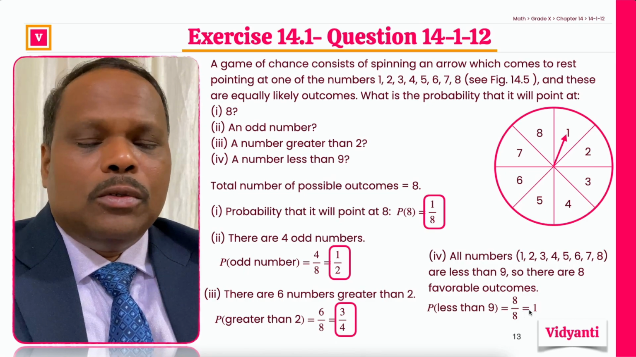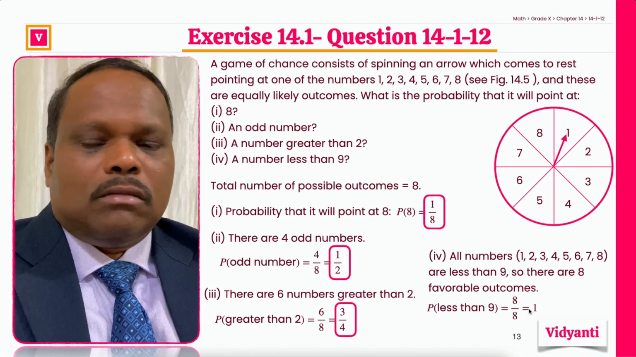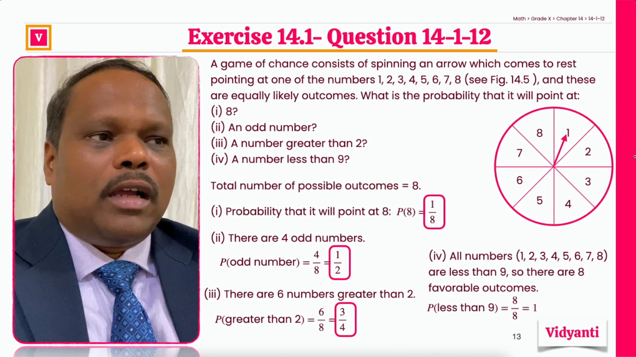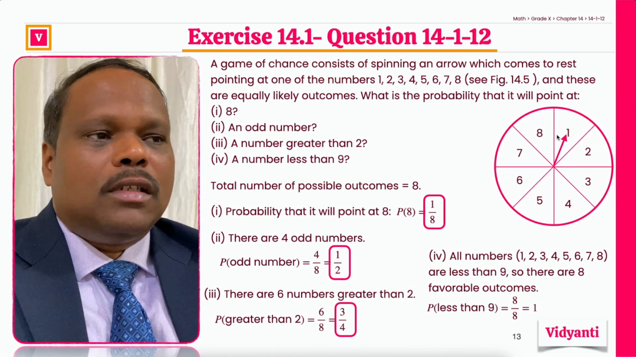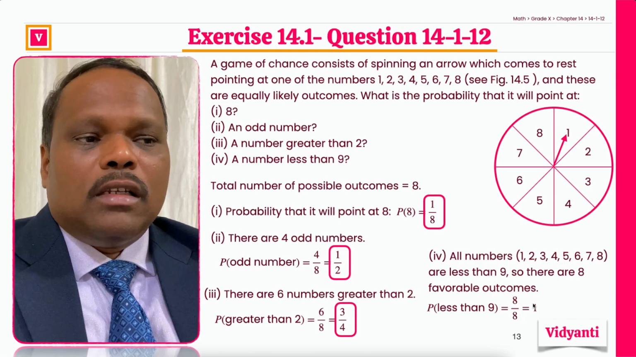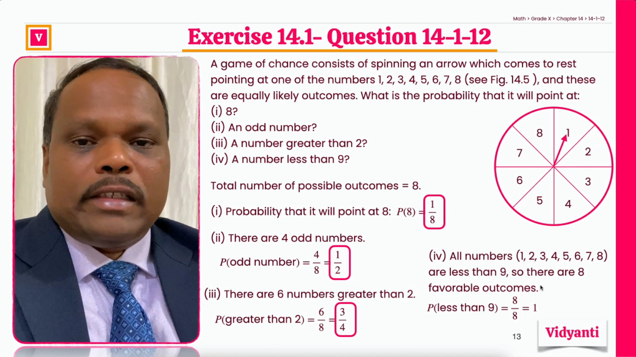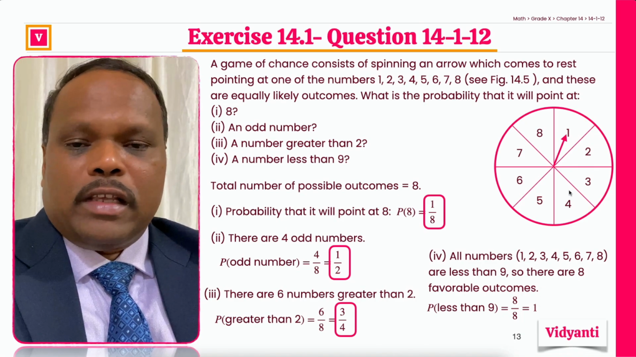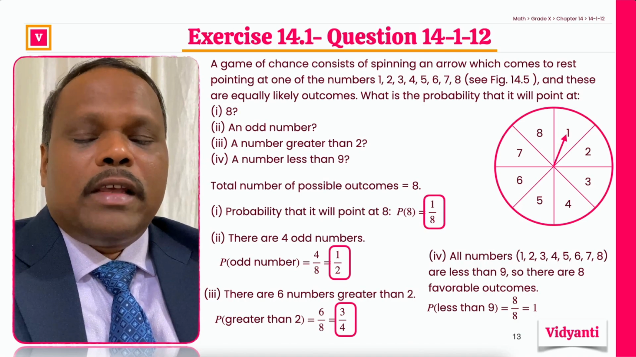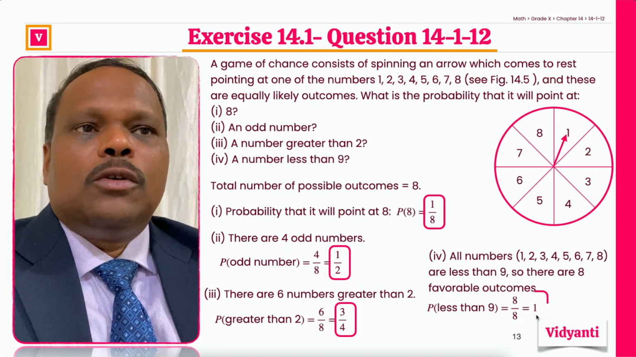So whatever you do, however you spin that with full force, upside down, even if you are dizzy, whatever the arrow is pointing to is sure to be less than 9, because everything is less than 9. So your probability is going to be 1, and this is an example of a sure or certain event. Let's go to the next question.